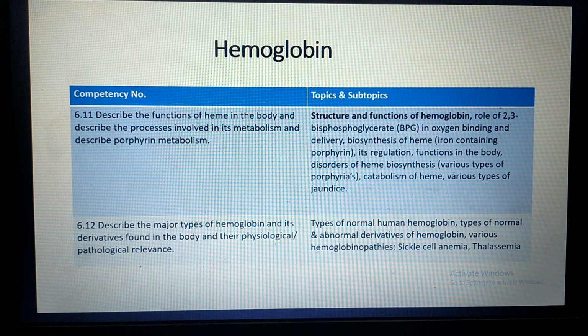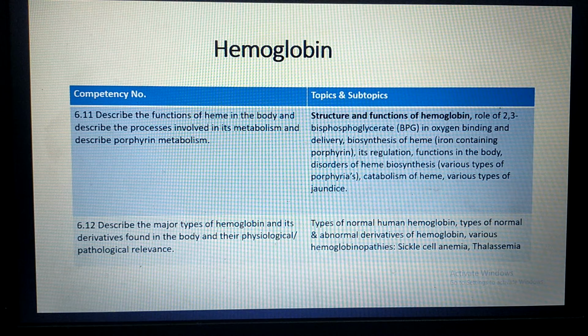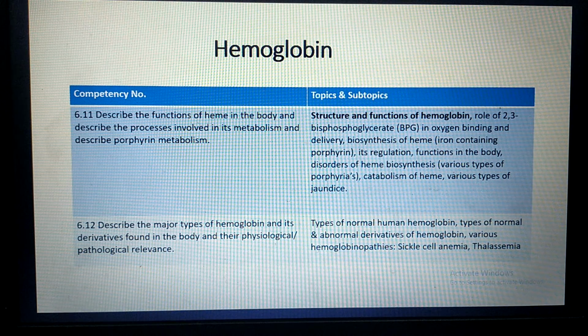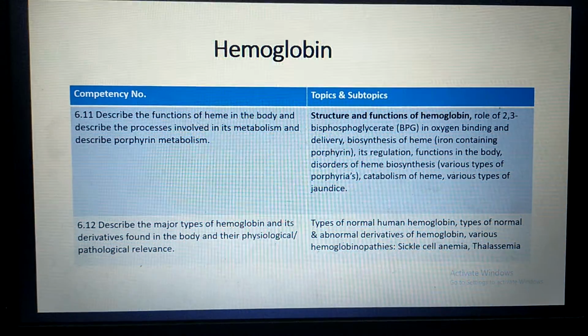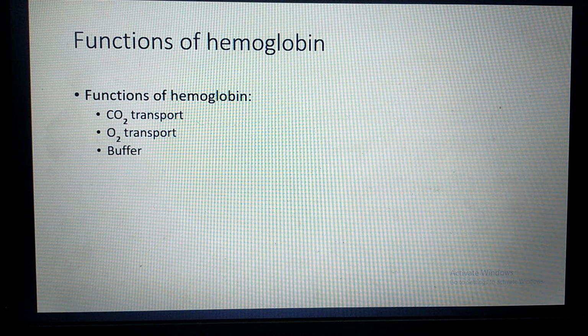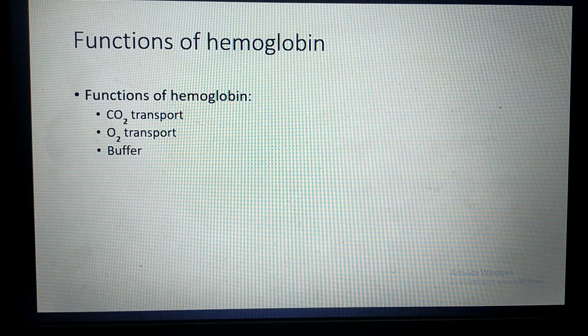Students, we will continue the topic hemoglobin, competency number 6.11, and the subtopic is functions of hemoglobin. Structure of hemoglobin we have already discussed. Three major functions of hemoglobin are: first is carbon dioxide transport, second is oxygen transport, and third, hemoglobin acts as a buffer.